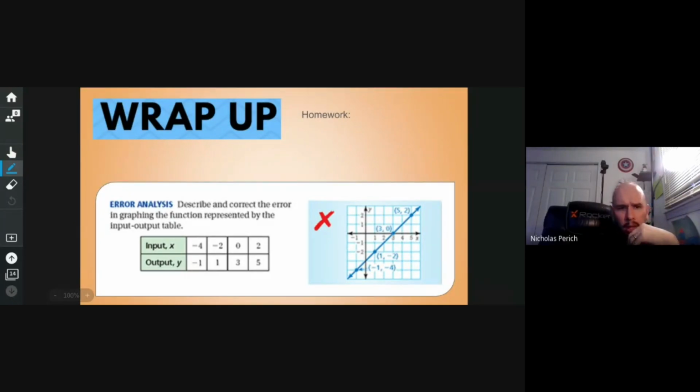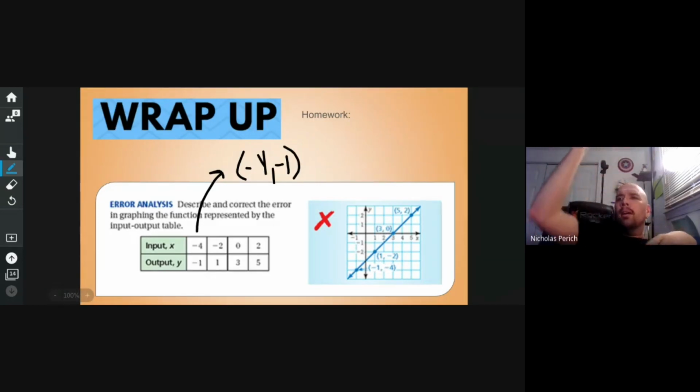Describe and correct the error in graphing the function representing the input-output table. All right, so that is the point (-4, -1). And it looks like what they did is they went backwards. They did (-1, -4). Duh.